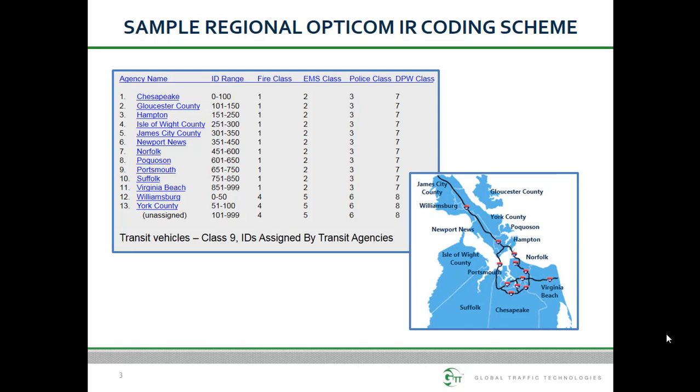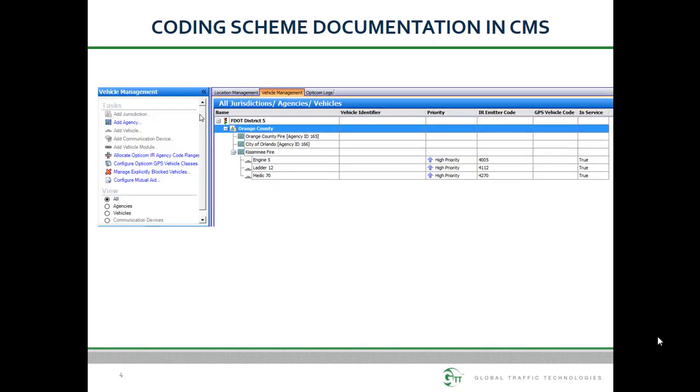features. Within a given municipality, it is up to each vehicle owner to assign specific and unique IDs within their range. Ladder 1, Engine 1, Medic 1, etc. It is recommended that CMS be used for documenting these municipality ranges and specific vehicle IDs. Please consult GTT Tech Support for CMS training and implementation.